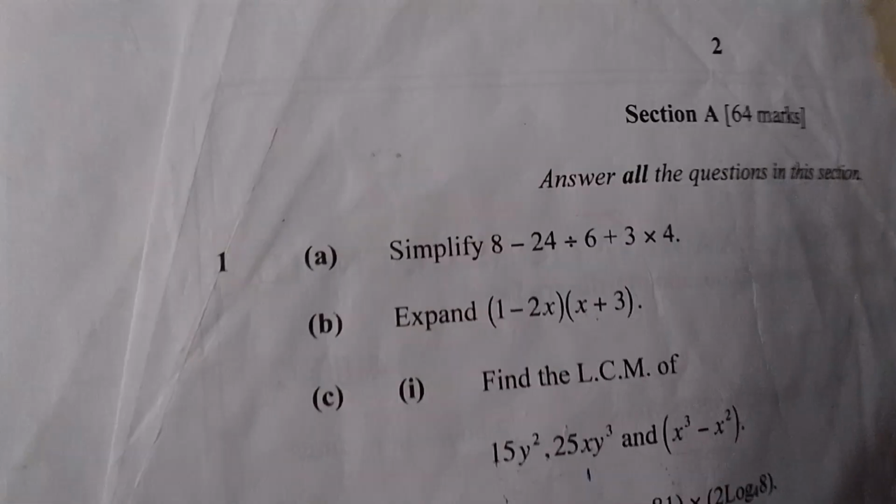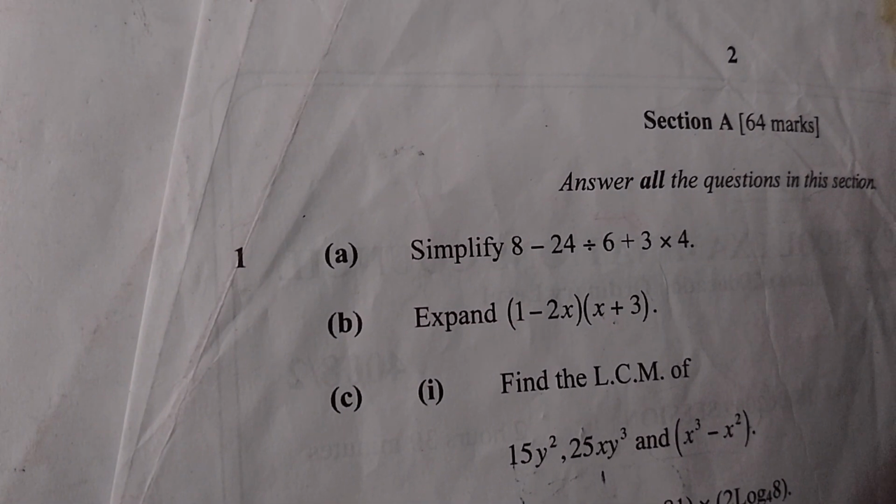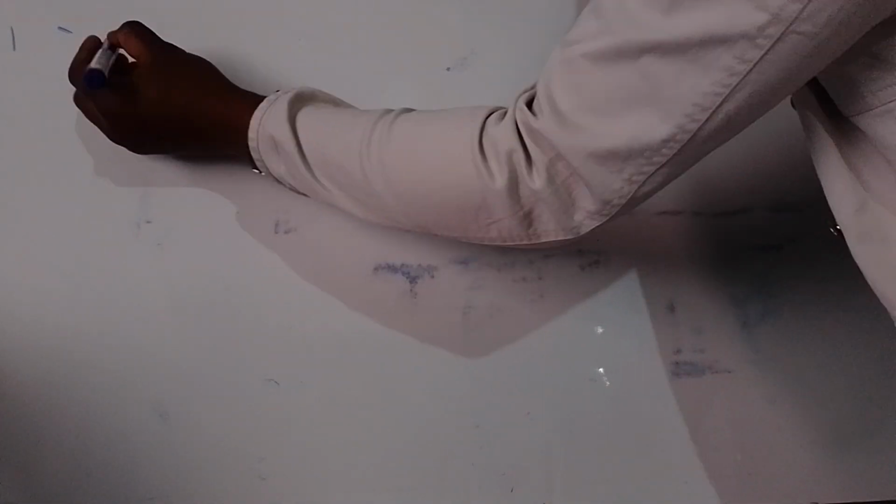Right, this is our question paper we are going to work on. November 2009, paper 2. That's our question paper there. Simplify 8 minus 24 divided by... So that's our question paper number 1. For number 1A, we are going to simplify.